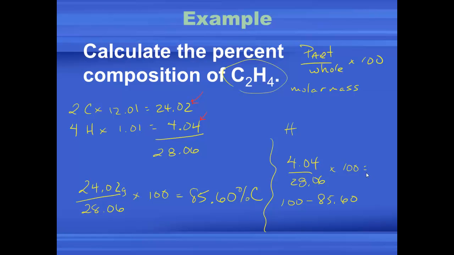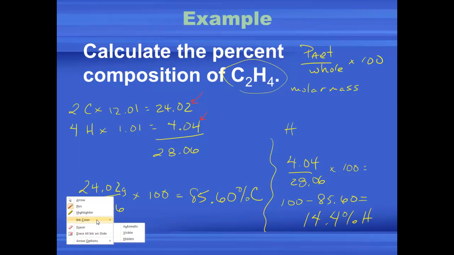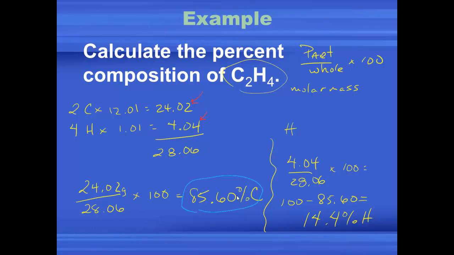Now that is going to change my sig figs just a little bit on it, but either way you will still be correct. So 100, I'm just going to do the subtraction because to me that's really simple. 100 minus 85.60, and that gives me 14.4% hydrogen. Okay. So again, as I'm being asked the percent composition, here's my two answers right here. 85.60% carbon. The other 14.4% is the hydrogen.